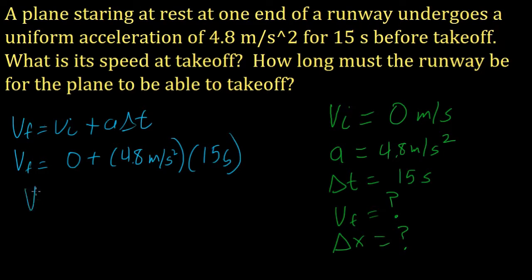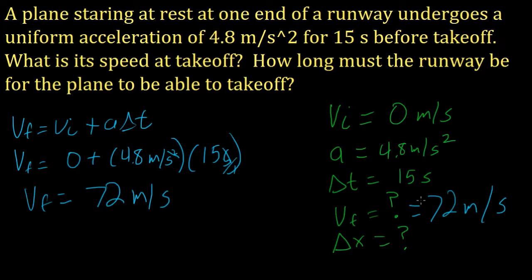Alright, so vf is going to equal 4.8 times 15, which is 72. Meters per second squared times seconds, that's seconds over 1, so the seconds cancels one of those seconds, and we end up with meters per second, which is what we expect a velocity to be. So we can write this down. We now know the final velocity, 72 meters per second, which is pretty quick. A meter's pretty far, so 72 meters in a second, that's not slow.